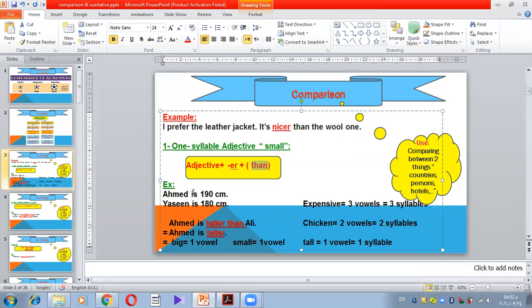Let's see the example here. If I have Ahmad is 190 centimeters and Yasin is 180, and I want to compare between both of them. I have two persons, Ahmad and Yasin, or Ahmad and, let's say, Ali. It doesn't matter. Very good. I just want to remove this to make it easy for all of you to see. Let's say that's Ali.